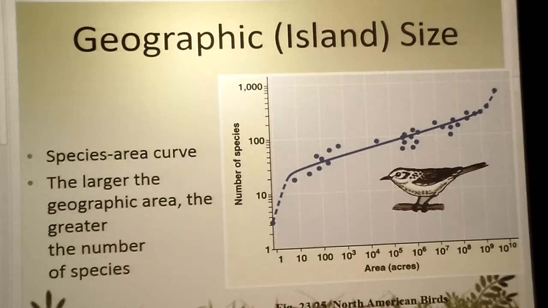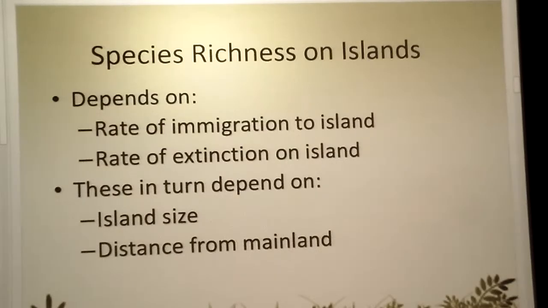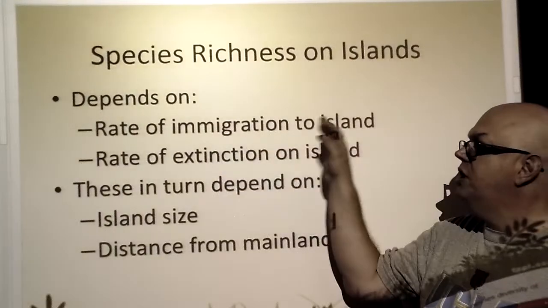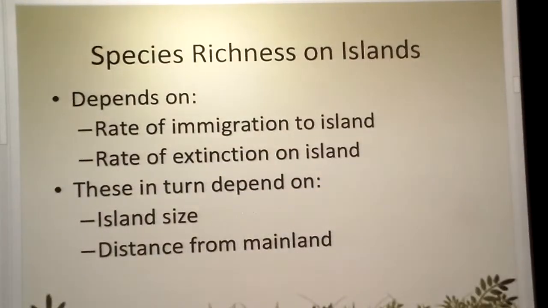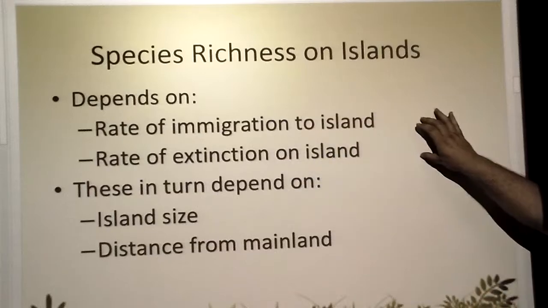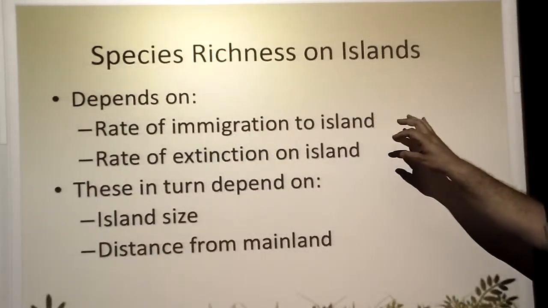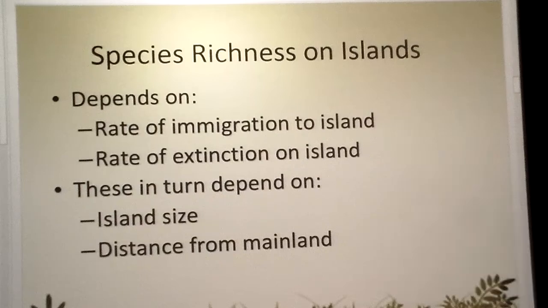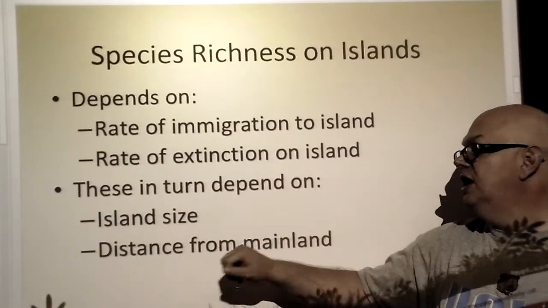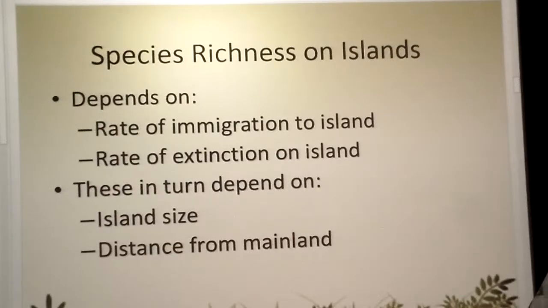Which kind of makes sense. But there are some key things we have to look at. We have to look at how much immigration is happening on the island and how much extinction is happening on the island. These things happen at the same time. This is true for any place on the earth. If you stop and think about it, in an area, whether it's the San Bernardino Mountains or the Sierra Nevadas or Catalina Island or the Hawaiian Islands, you look at immigration and extinction, but there are a couple of other factors you have to look at.